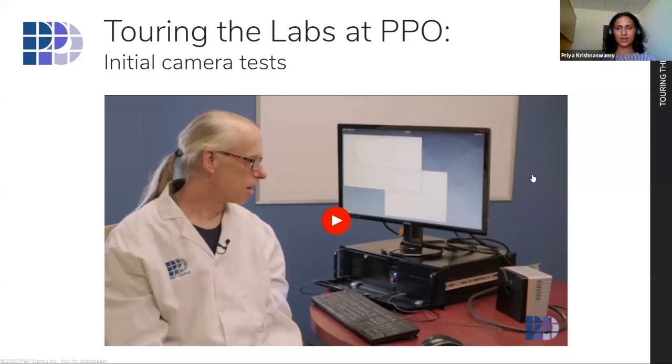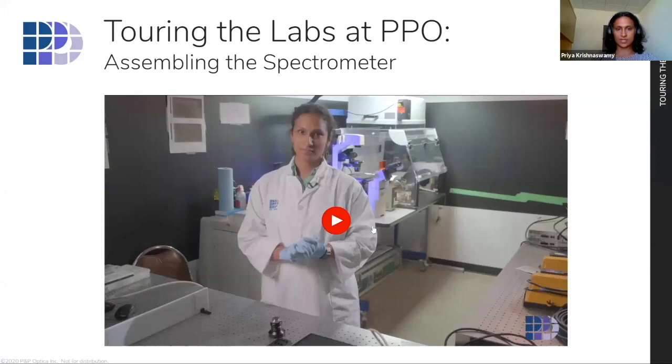So now we had Alan talking about initial tests on the camera. We are going to go to the next slide, which is assembling the spectrometer. Again, when we assemble the spectrometer, we take care of the spectral range, and we look at spectral resolution so that every system is similar to the one built before. And that ensures that all systems are built to the same spec.